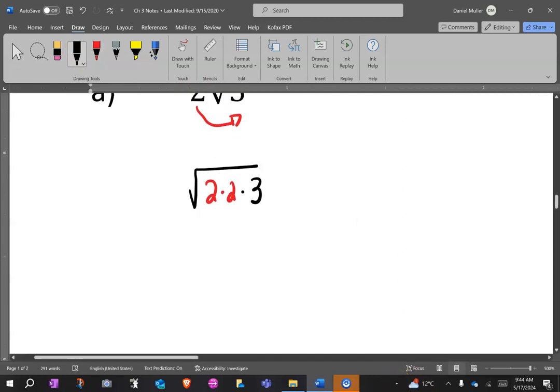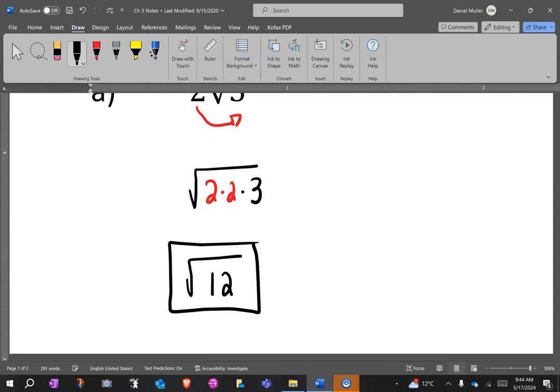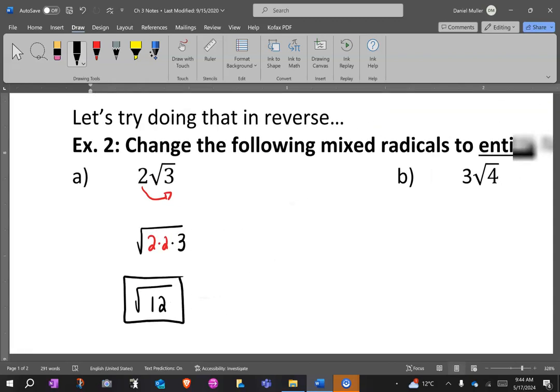And so we can just do some simple multiplication. 2 times 2 is 4. 4 times 3 is 12. And that's it. It's entirely in the radical form.